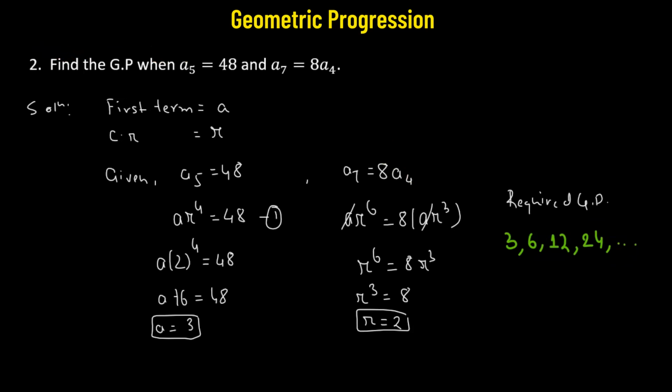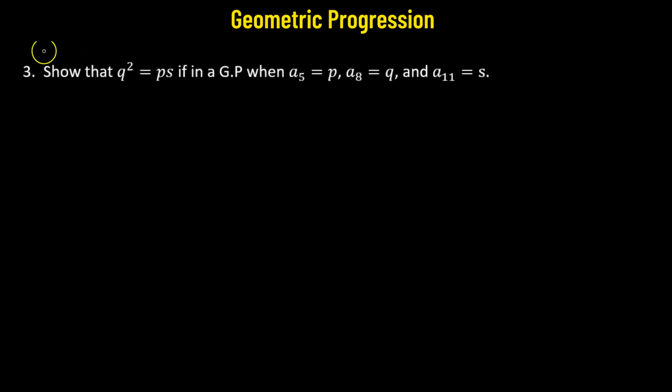Let's move on to the third problem. So here in problem number 3, we need to show that q squared equals the product of p and s, whenever p, q, and s are given by the 5th, 8th, and the 11th term respectively. So let's begin. As usual, we will specify our first term as well as the common ratio. The first term will be a and the common ratio will be r.